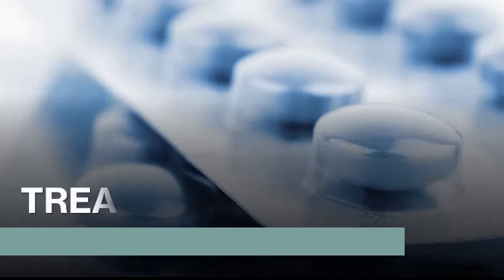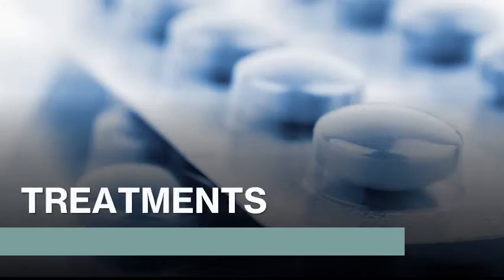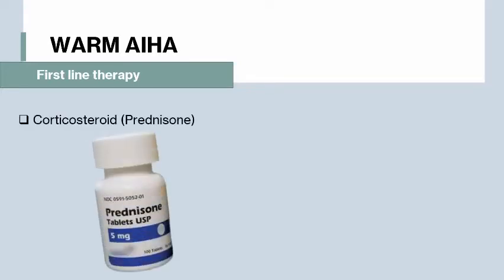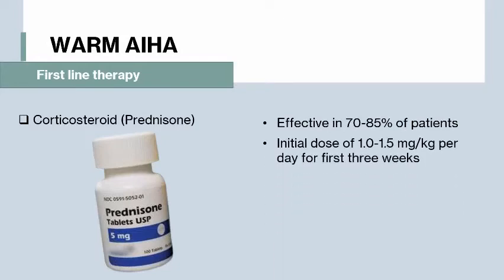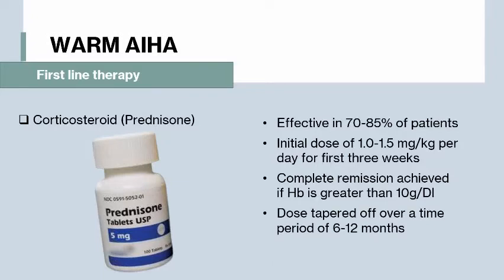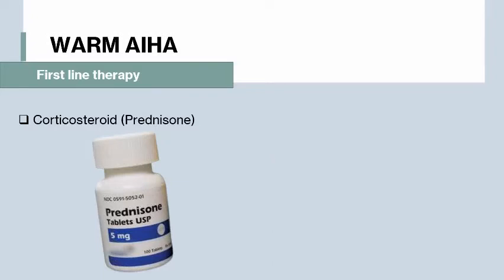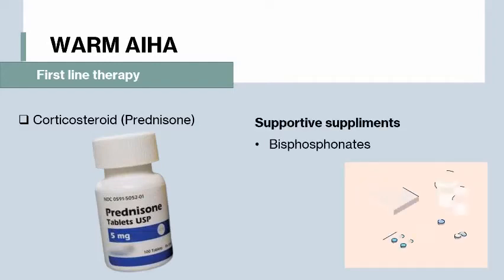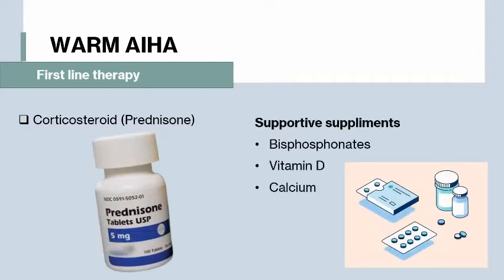The treatments for autoimmune hemolytic anemias depend on whether it is warm AIHA or cold AIHA. For warm AIHA, the first-line therapy given to patients is prednisone. It is effective in 70 to 85% of patients, given at an initial dose of 1 to 1.5 mg per kilogram per day for the first 3 weeks, until hemoglobin is stabilized at 10 gram per deciliter or more, and subsequently tapered off over the period of 6 to 12 months. Along with corticosteroid, patients are given supportive supplements including biphosphonate, vitamin D, calcium, and folic acid.